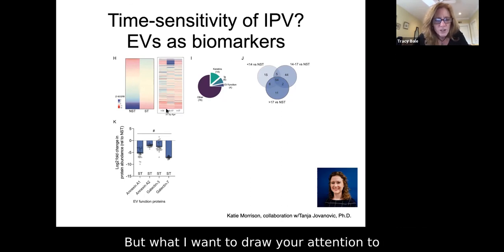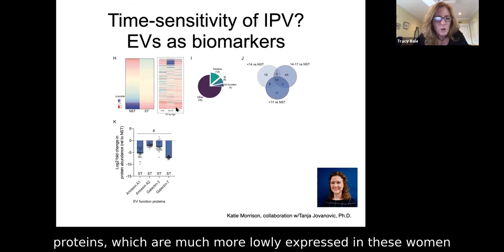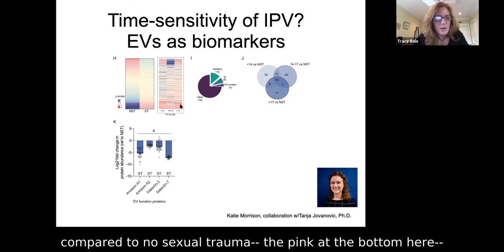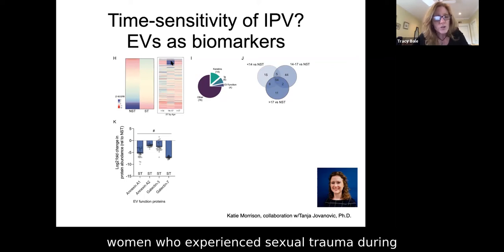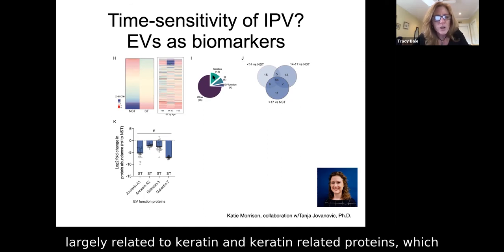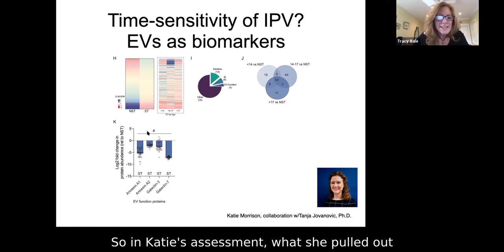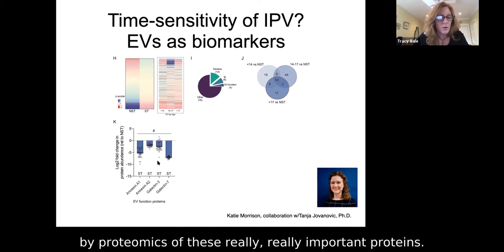But what I want to draw your attention to is the huge differences we see across groups. There are some similarities for sexual trauma experience in these proteins, which are much more lowly expressed in these women compared to no sexual trauma, the pink at the bottom here, versus in this heat map, the top, in this one specific group, the women who experienced sexual trauma during adolescence, this blue group here. These proteins are largely related to keratin and keratin-related proteins, which I'll come back to in a second. In Katie's assessment, what she pulled out from this proteomics approach was, this is log twofold change by proteomics of these really important proteins.